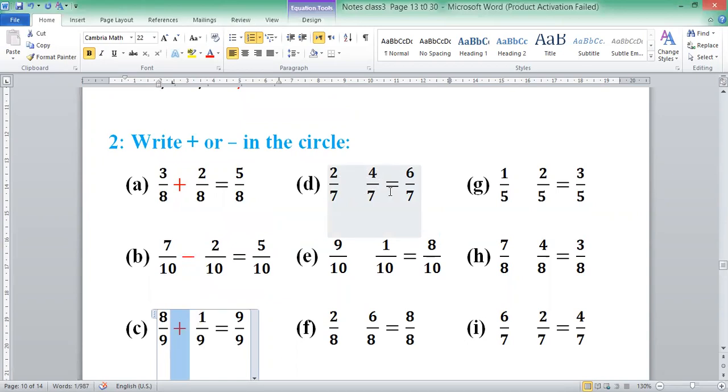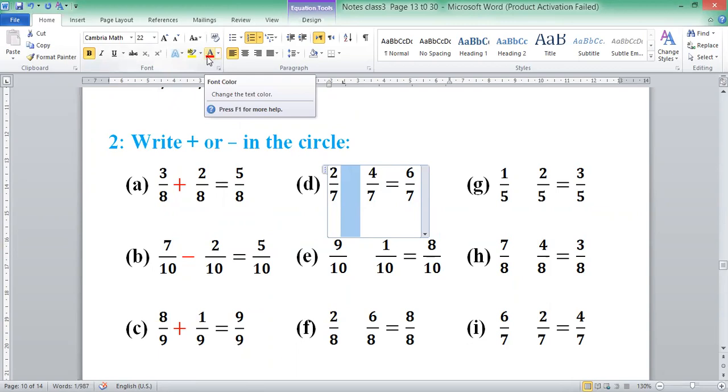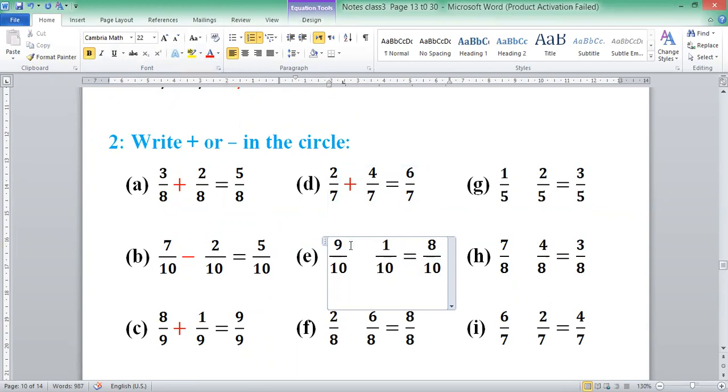2 over 7 dash 4 over 7, that is equal to 6 over 7. So this 6 shows that 2 and 4 both are adding. By adding 2 and 4, we get 6. Here, by subtracting 1 from 9, we get 8.